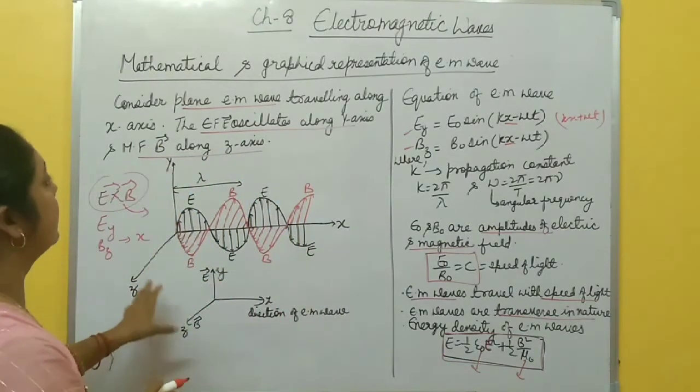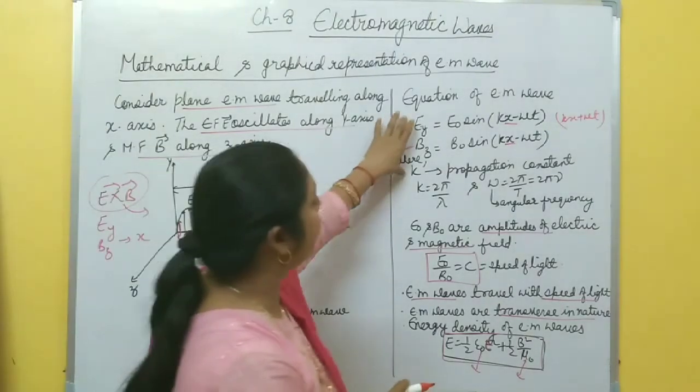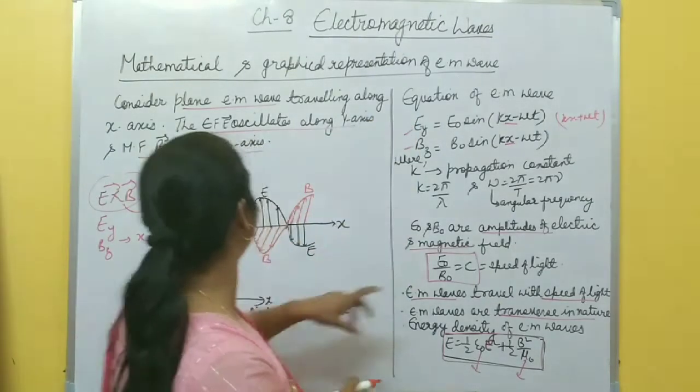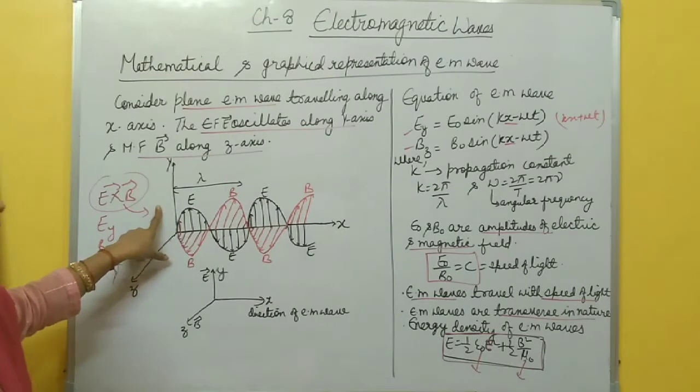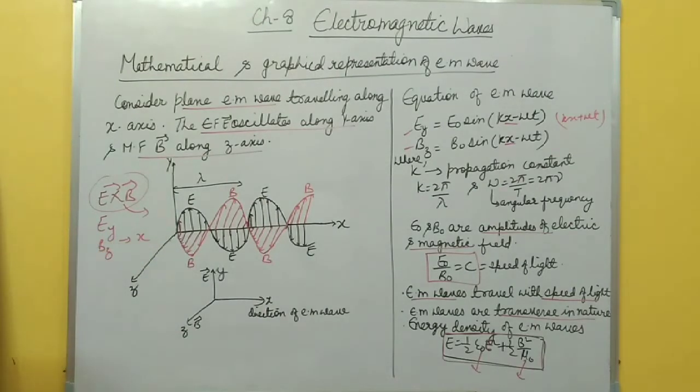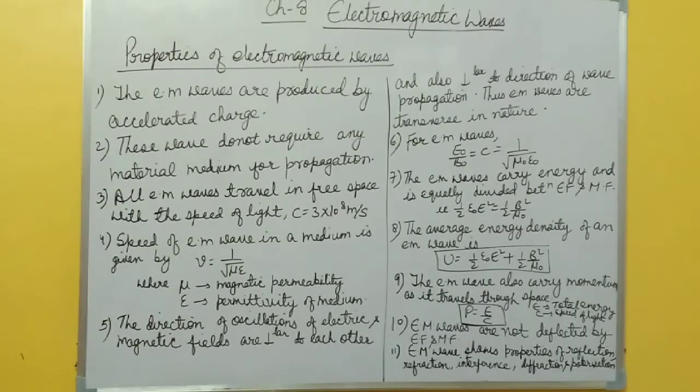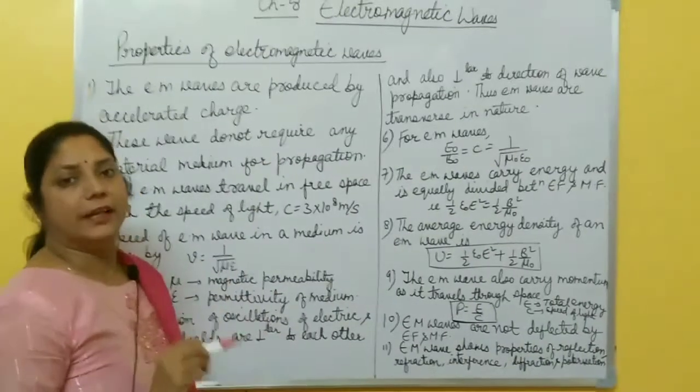So these are equations of electromagnetic waves. You must remember this one, right? And this is graphical representation. After this, there are some properties of electromagnetic waves. Please take a screenshot of this one first. Now, different properties of electromagnetic waves.